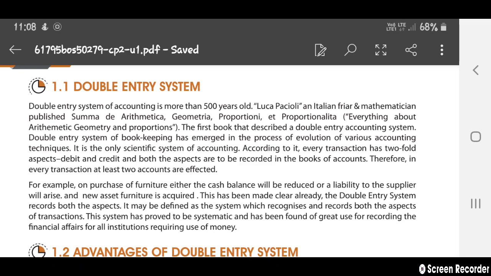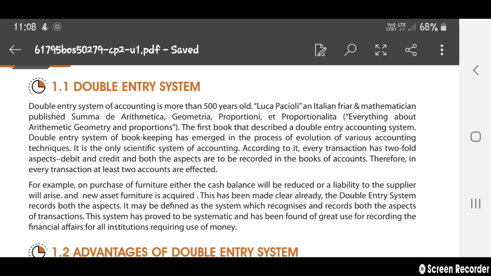The first book that has some information about the double entry accounting system is Double Entry System of Bookkeeping. It has emerged in the process of evolution of various accounting techniques. Next, it is the only scientific system of accounting.